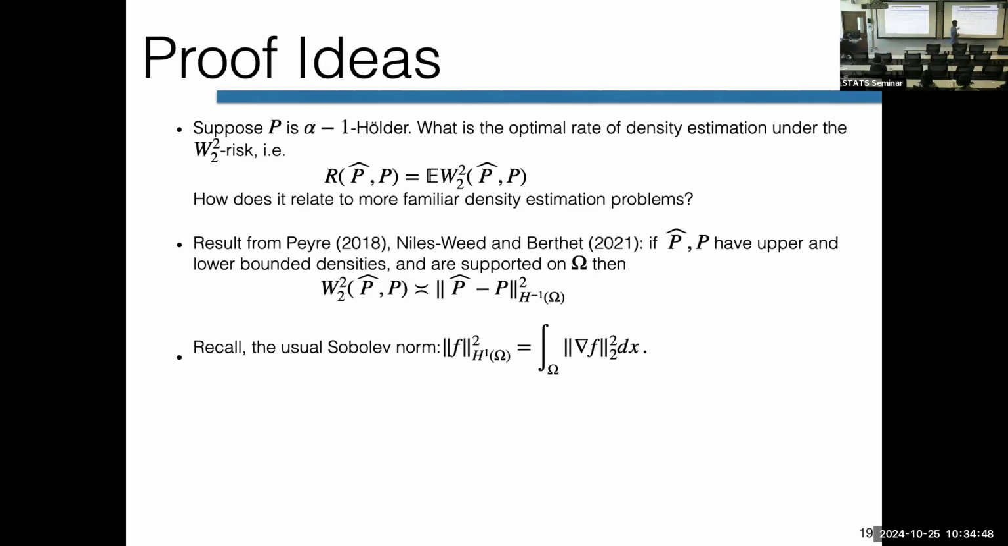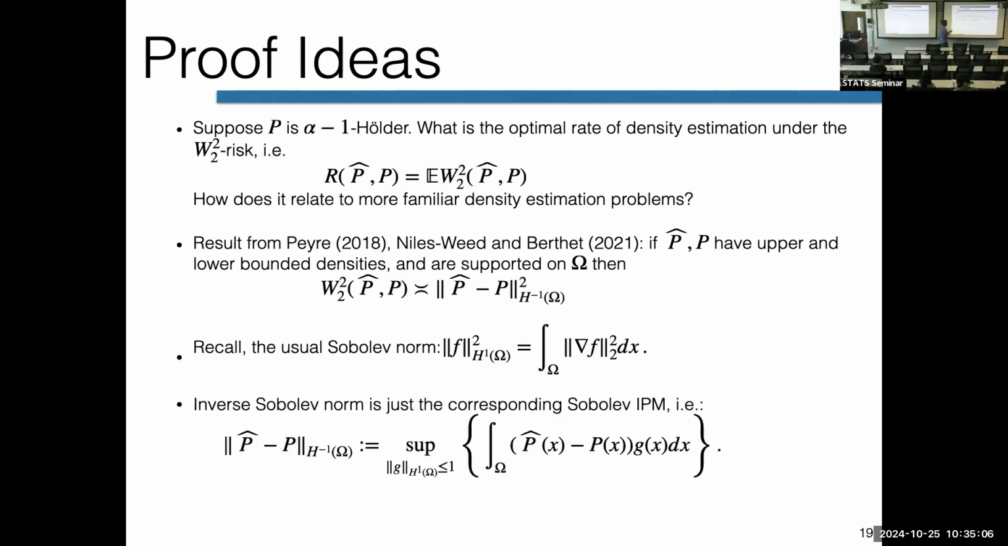The Sobolev norm of a function is you just take the derivative of that function, square it and integrate it. That's the squared Sobolev norm. And now I'm saying, don't look at the Sobolev norm, but look at the inverse Sobolev norm. This is the dual to the Sobolev norm. And what does that mean? It just means you look at the distance between P hat and P.